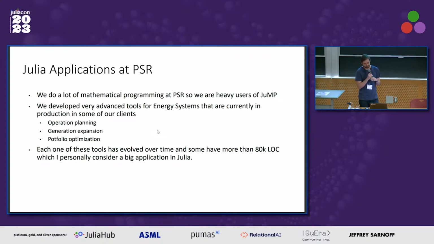Some of our clients use operation planning, generation expansion, and portfolio optimization tools written entirely in Julia and JuMP. And each one of those tools has evolved over time, and some of them have more than 80,000 lines of code. The other ones have like 40,000, which are kinds of big applications in Julia, in my opinion. And they started a long, long time ago.